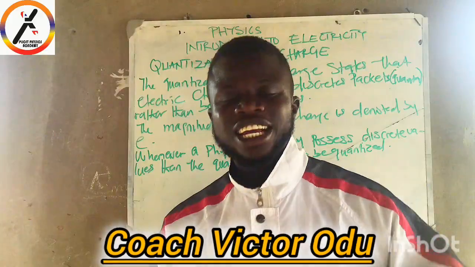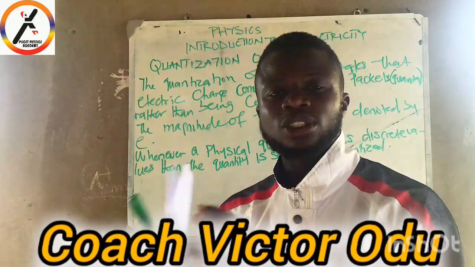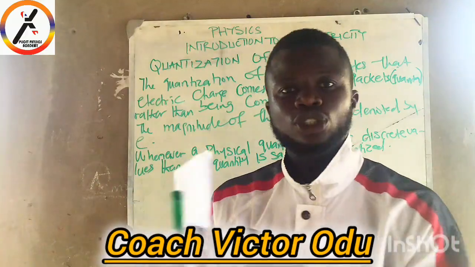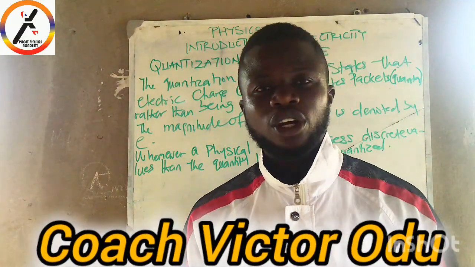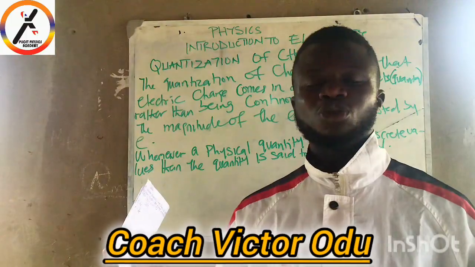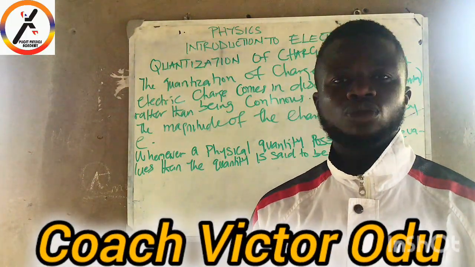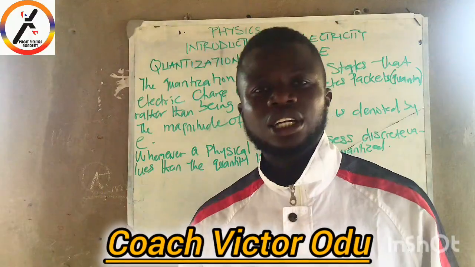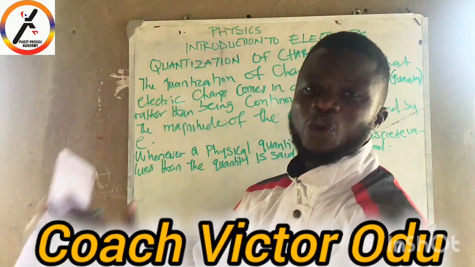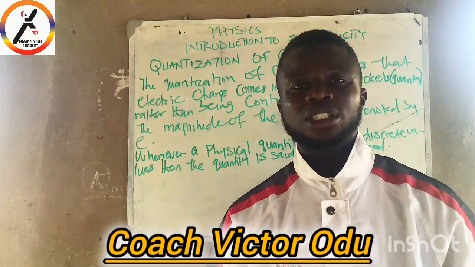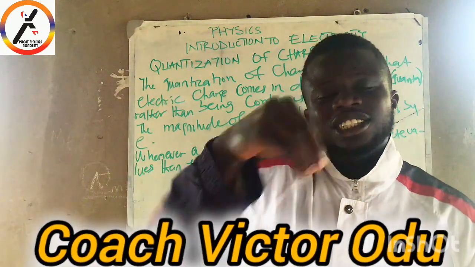So we are going to be looking at quantization of charge. It states that electric charge comes in packets, in quanta. That means it's not continuous. Quantum physics, back in college, I do love quantum mechanics. We did a lot of Schrodinger's equation and Heisenberg's equation, and I came to understand what quantum numbers and quantization mean. So charge is quantized. It's in discrete values.